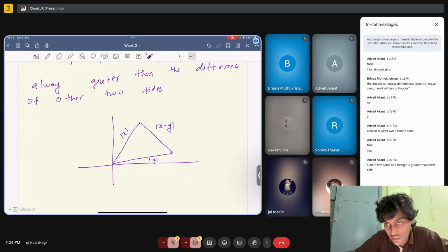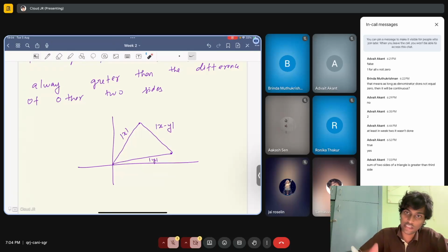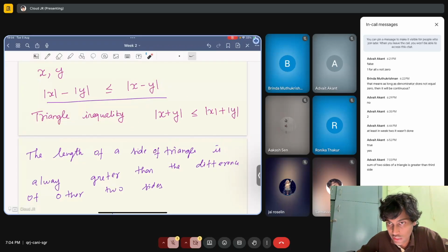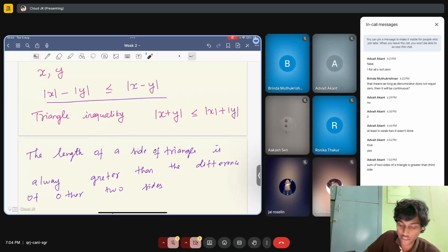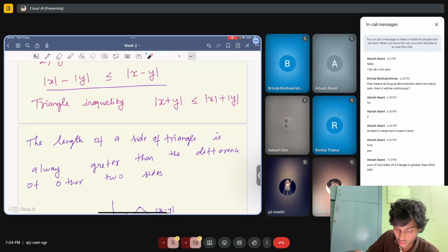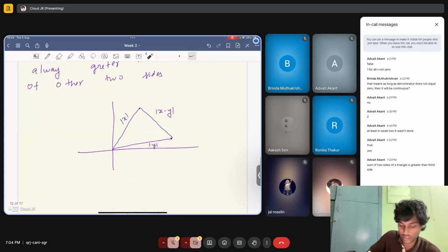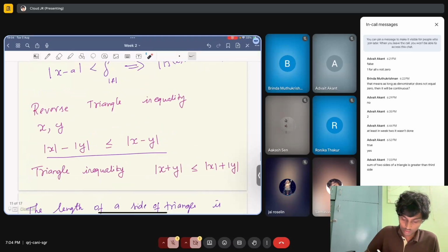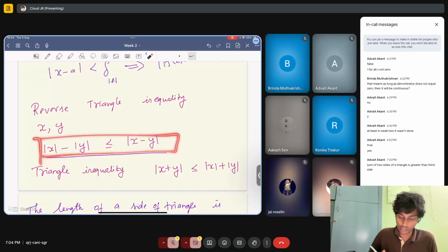But okay, there's a comment: the sum of two sides is greater than the third. Yeah, the sum of two sides is greater than the third side, and that is basically the triangle inequality. This is not the triangle inequality; this is the reverse triangle inequality. The triangle inequality is a little bit different.